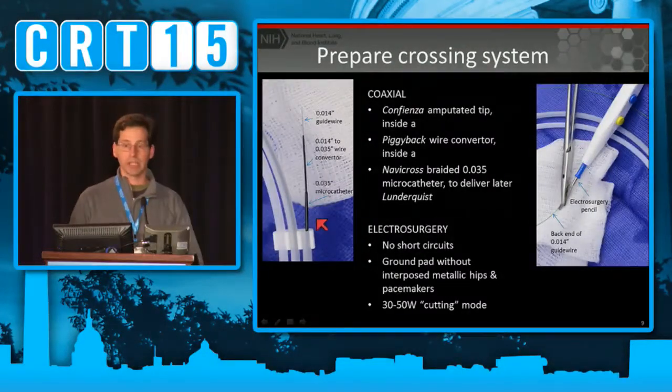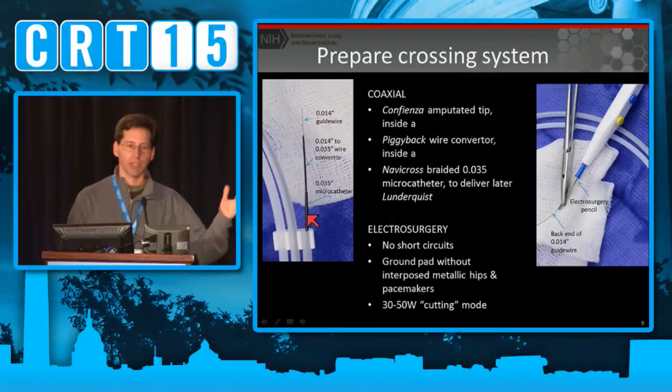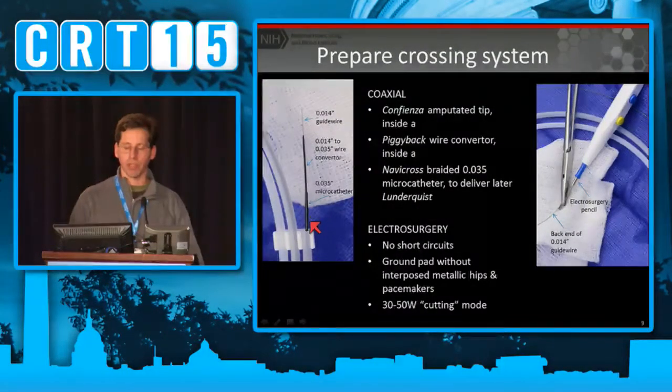The crossing system is really simple. We take a guide wire inside a piggyback wire converter to make its outer diameter 035 so that we can deliver a braided microcatheter. In this case, I'm using brand names. I have no commercial conflict of interest. We use a braided Navicross so that we can get a rigid guide wire through there into the aorta.